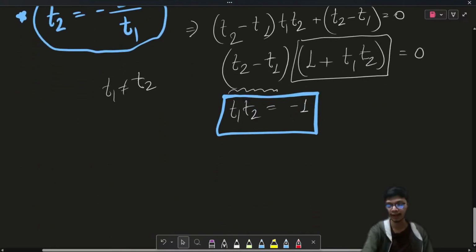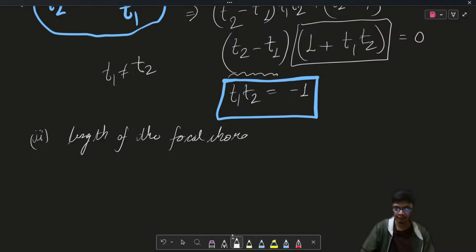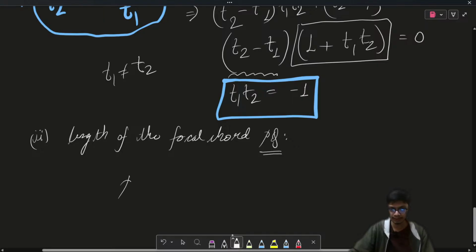Now in a similar manner, if I want to find out the length of the focal chord, if I try to find out the length of the focal chord PQ, then this particular length, PQ, is equal to PS plus QS, right?